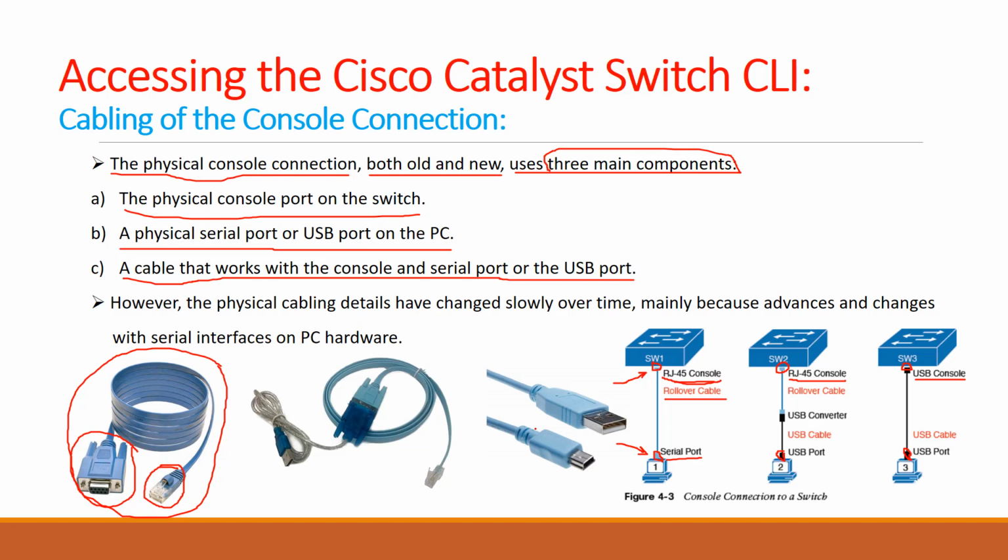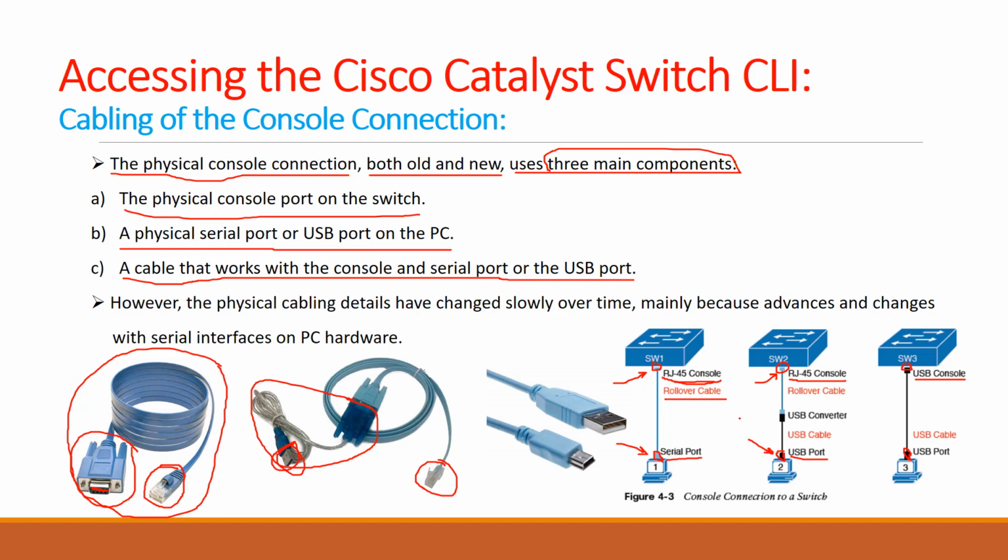But if you are using a laptop, for example, to connect to the switch CLI, you may not have a serial port. You may have a USB port. So in this case, you will use a USB to serial converter like this one. This will be connected to this serial port and convert it into a USB port, where the RJ45 connector will be connected to the switch RJ45 console port, and this USB port will be connected to the PC or laptop USB port.